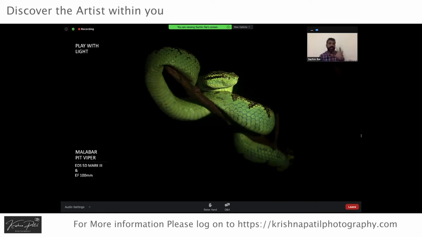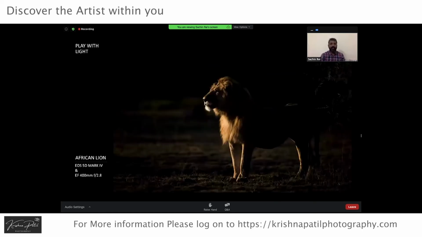So you can make some very unique images if you don't want to use a flash. Early morning light. Now this is around 7 o'clock in the morning. The sun has just risen, and this virtuous young male comes and stands out in the sun as if he's sunbasking, and he's looking in the direction of the sun.